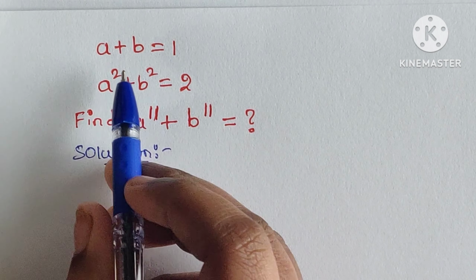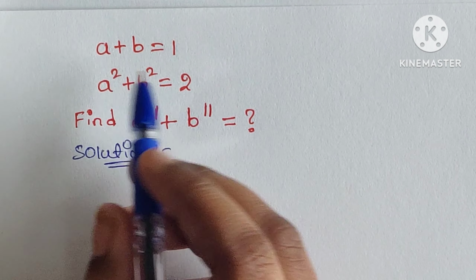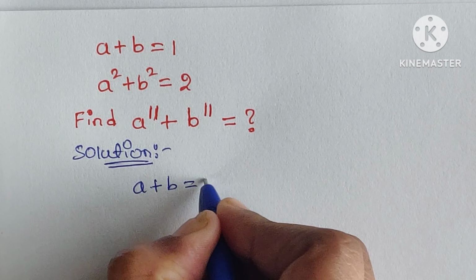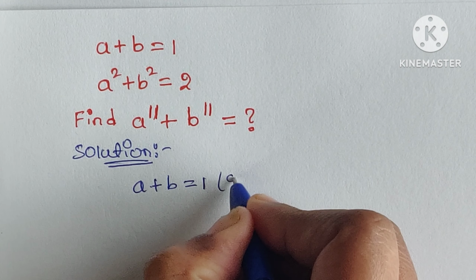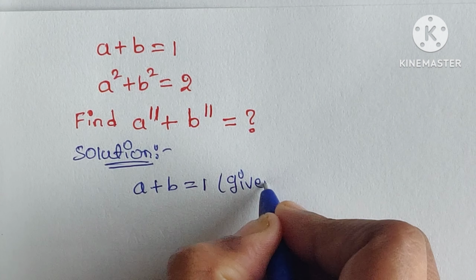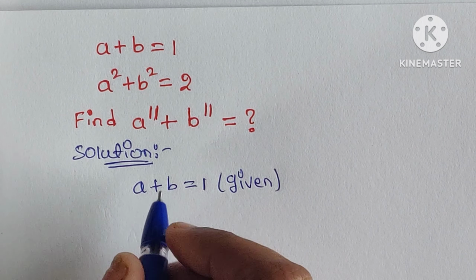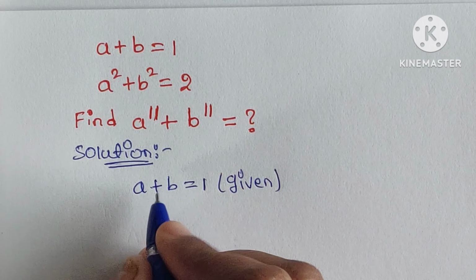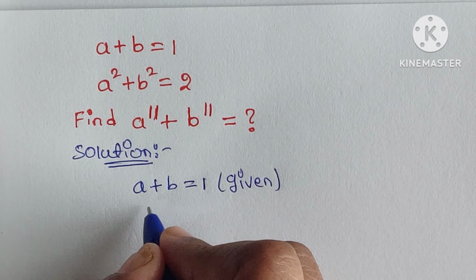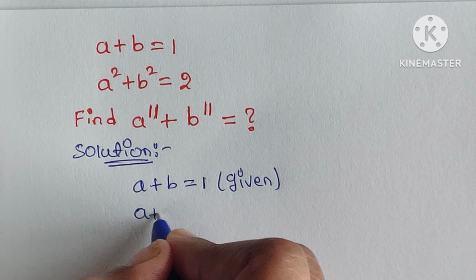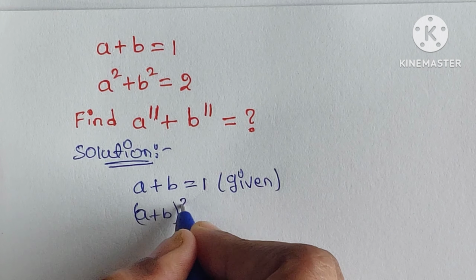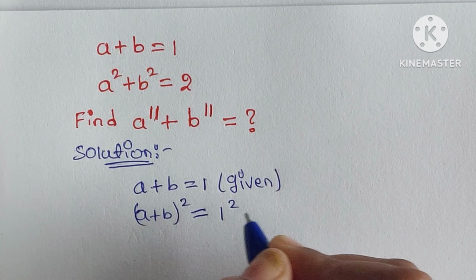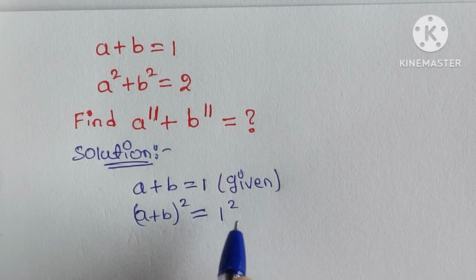We have given a plus b equal to 1. So this is the given value. So in this equation, we can take a plus b whole square and 1 square. So I'm applying squares on both sides.